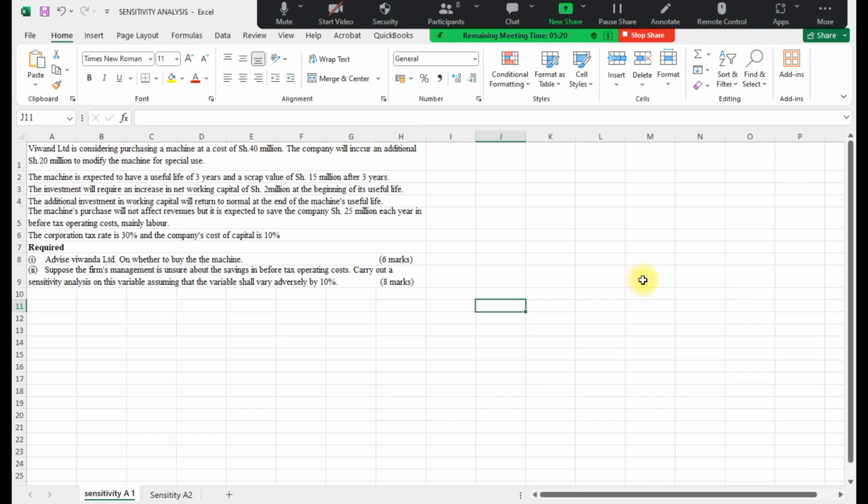So in short, sensitivity analysis is varying project variables one at a time and noting the change in the project NPV. And for you to note the change in the project NPV, you must get the original NPV, which we call the base case NPV, so that you can study the changes in the NPV as you change the other variables. So we look at this question as an illustration.